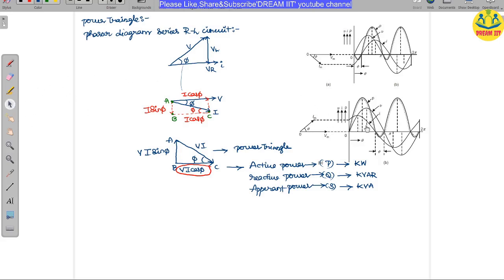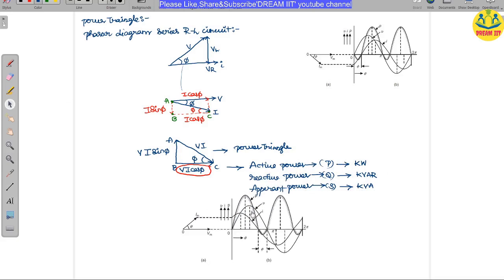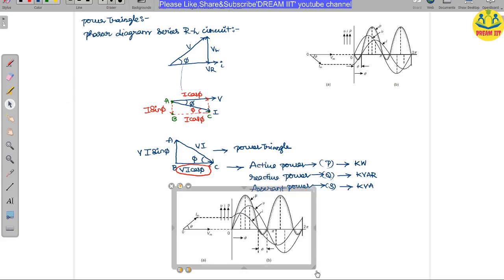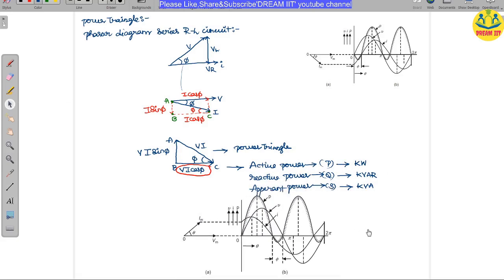If you see this diagram clearly, you will understand. Here I have taken the power, the voltage waveform and the current waveform. I have taken this for a series RL circuit, just as I drew in the previous videos, voltage and current. Actually, sorry, this is a series RC circuit.